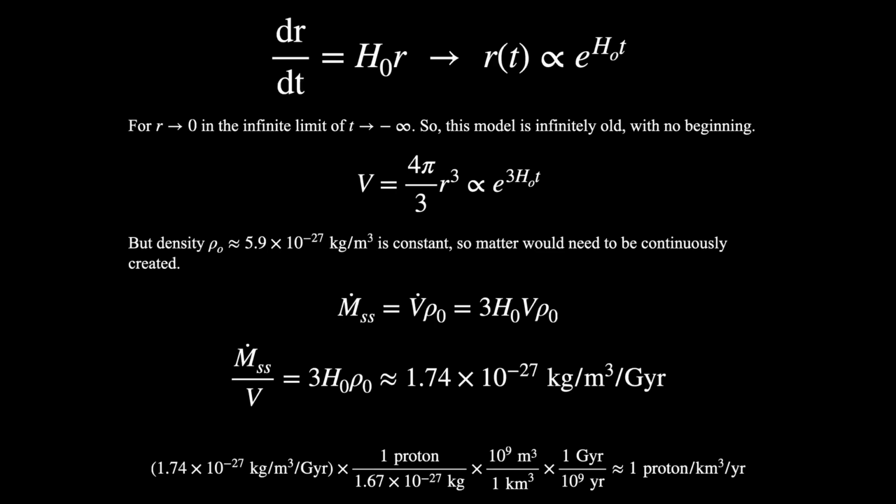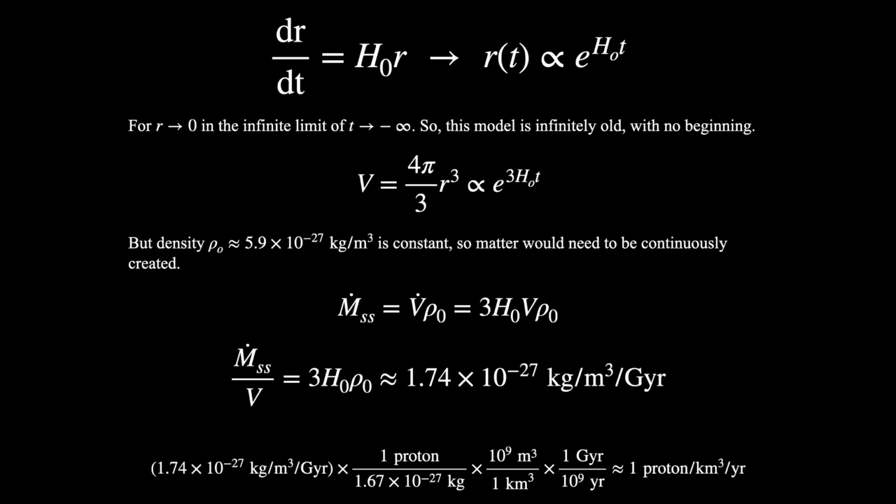Can we make that relate to something? Sure. One proton is worth 1.67 times 10 to the minus 27th kilograms. That's the mass of one proton. And of course, there are 10 to the ninth cubic meters in 1 cubic kilometer, and there are 10 to the ninth years in a gigayear. That works out to be about 1 proton per cubic kilometer per year.